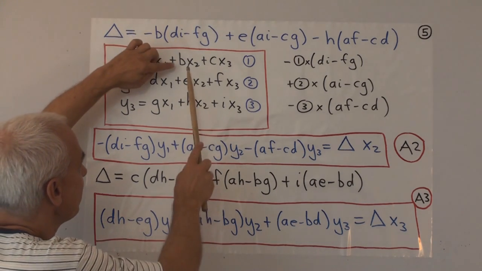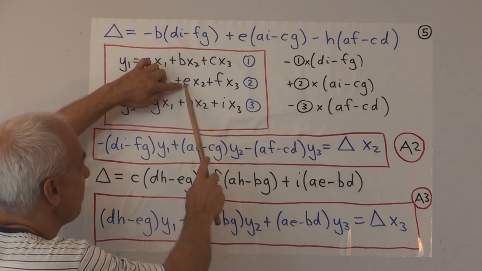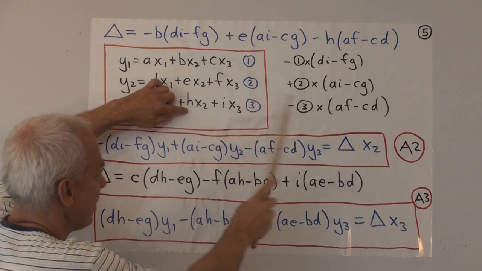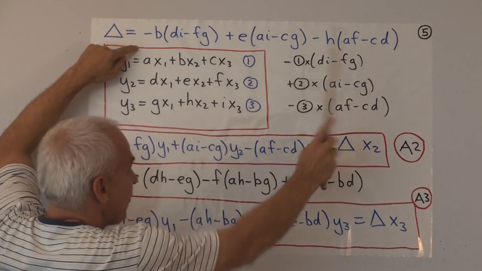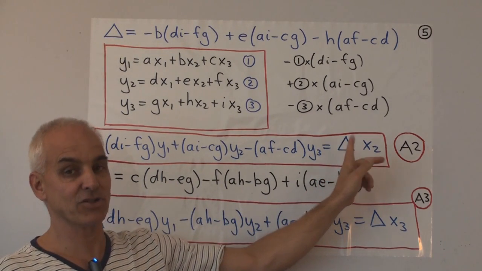That will guarantee that the coefficient of x2 will be b times this with a minus sign plus e times this minus h times this. By this identity, that will be exactly delta. So on the right-hand side, we're going to get delta times x2.